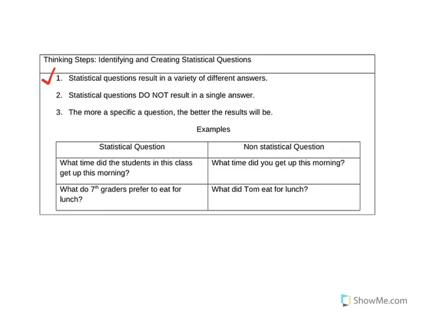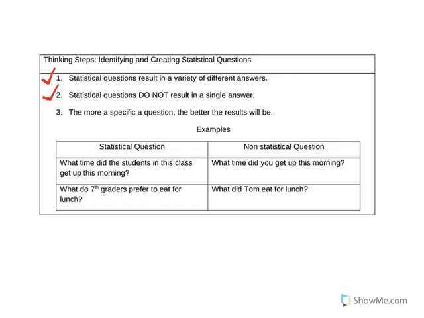Number two, statistical questions do not result in a single answer. So that means when you ask that question, if you just get one answer from a question, it's not statistical at all because you're just getting one answer and not a multiple or a variety of different answers.